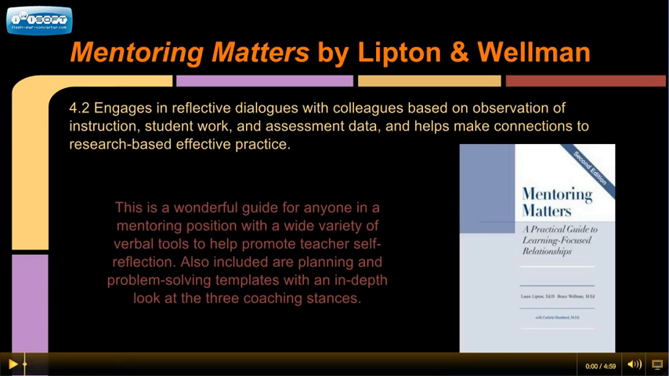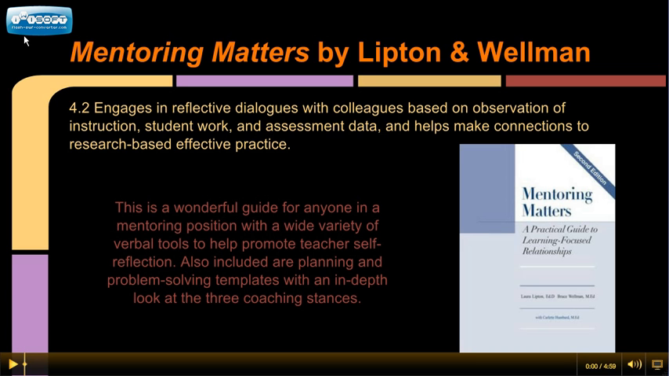The next resource that we found is a workbook called Mentoring Matters by Lipton and Wellman, and it relates to Standard 4.2, engaging in reflective dialogues with colleagues based on observation of instruction, student work, and assessment data, and helps make connections to research-based effective practice. And this is a really good guide if you're in a mentoring position. They recommend it for the BITSA program for support providers.